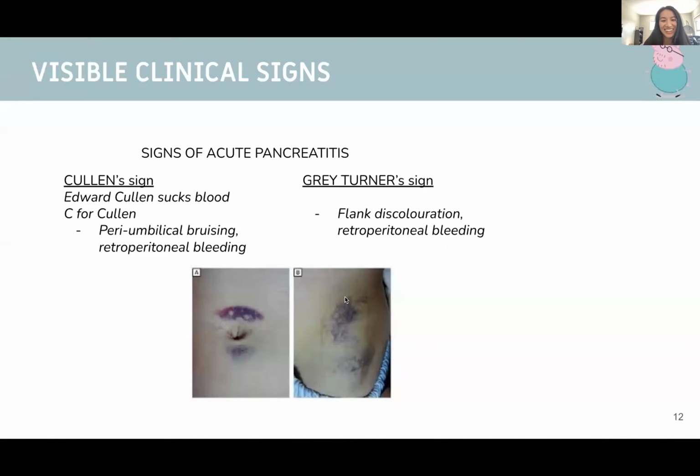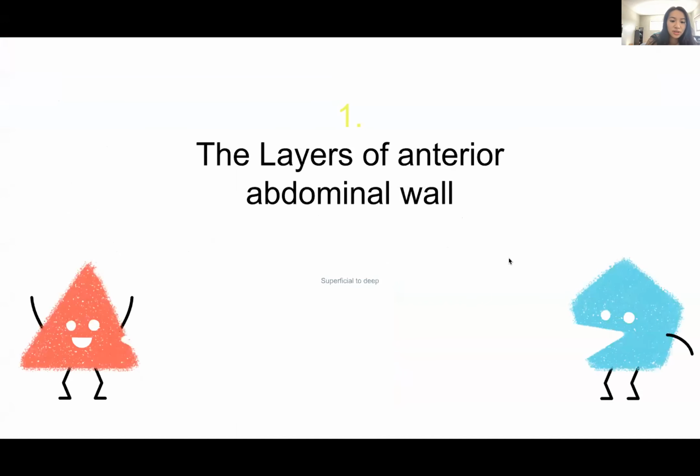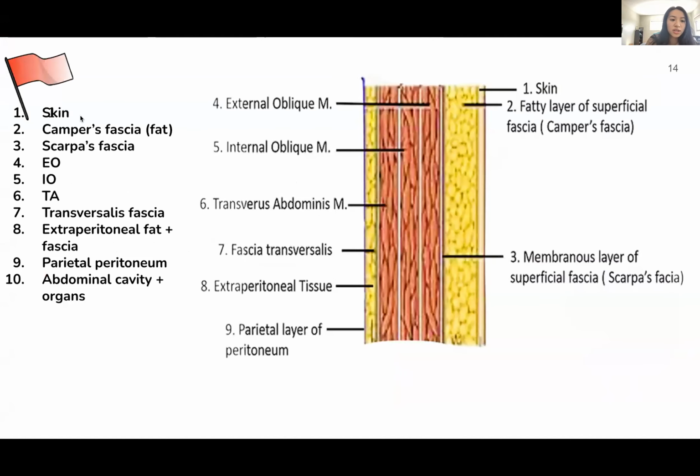And I don't know why I think that, but that's how I remember it. And then Grey Turner's sign, which is on the flanks, on the sides. Okay, and those are just perfect signs of acute pancreatitis. Okay, cool. Moving on, abdominal wall.